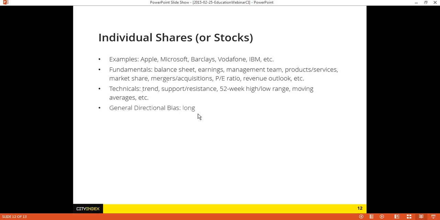General directional bias on shares, long. Okay, so again, this doesn't mean that shares and stocks don't go down. It simply means that people generally buy into stocks. Okay, they want to own the stock. It's something that you own. Whereas with, for example, the currencies, if you're a speculator in currencies, you're not really looking to own it. You're looking to capitalize on the short-term price movement.